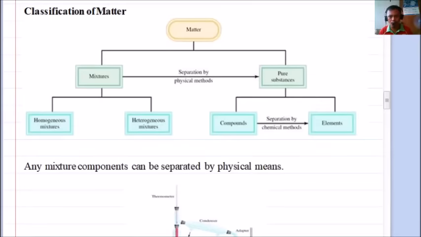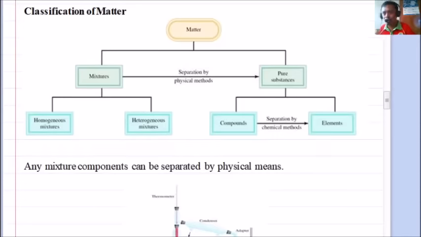Pag sinabi natin homogeneous, so that is the composition of a pure substance in which there will be a uniform composition. So, ang mahirap lang dito, dahil unique yung composition ng isang homogeneous mixture, hindi natin madaling ma-identify kung anong nilalaman niya.